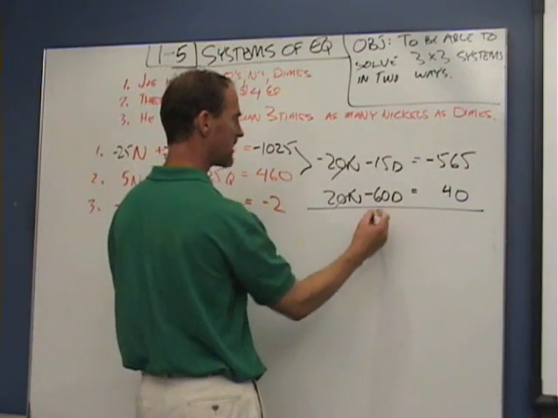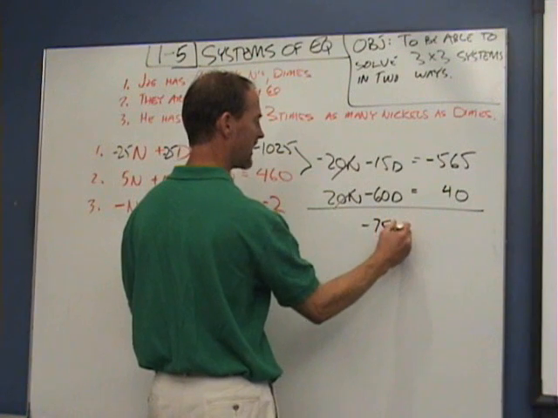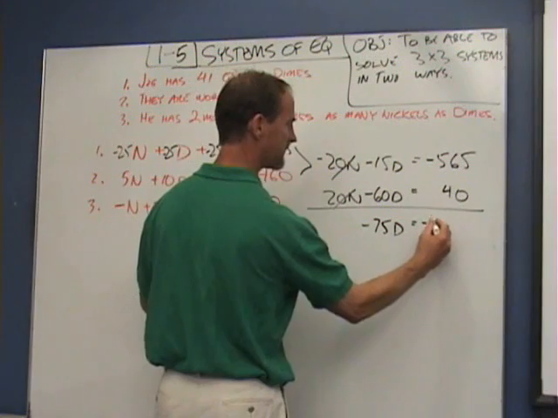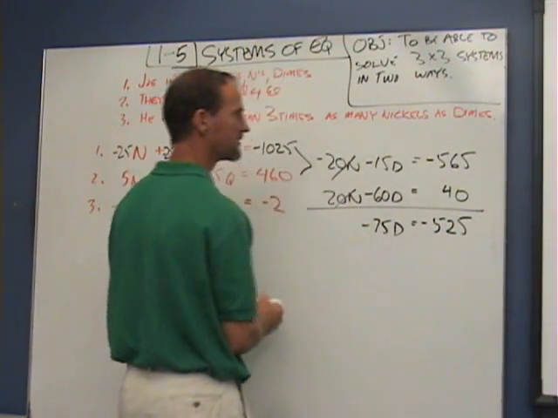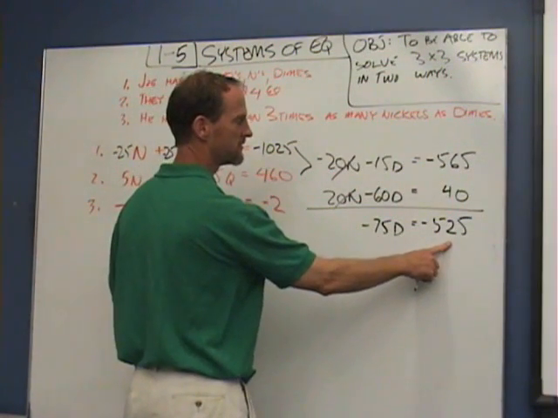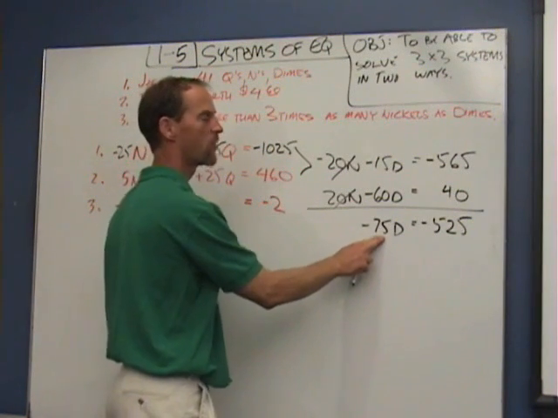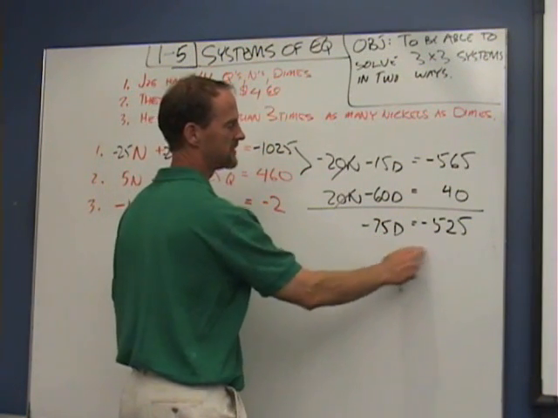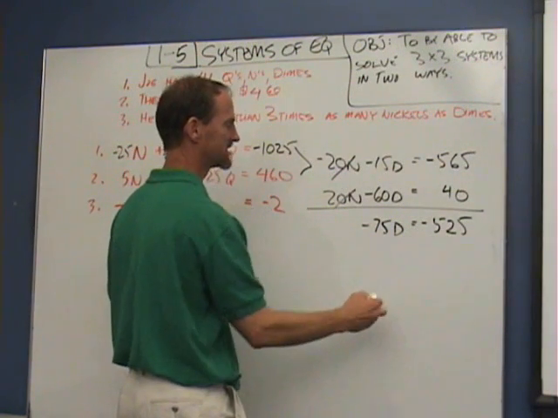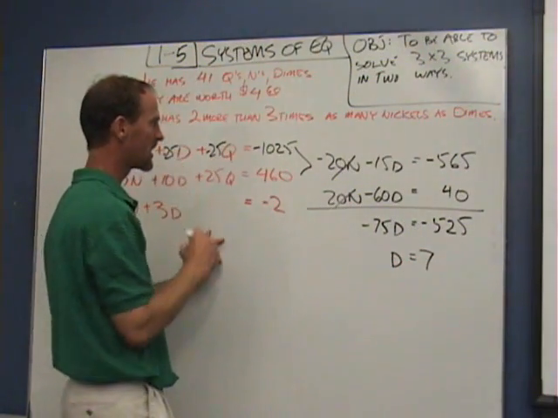I was adding these guys up, and those cancel, and I've got negative 75D equals then what? Negative 525. So, how many times does 75 go into 525? Well, if you think in terms of quarters, these are 3 quarters, and this is going to be 21 quarters, so 3 goes into 21 7 times, so D is equal to 7, okay?